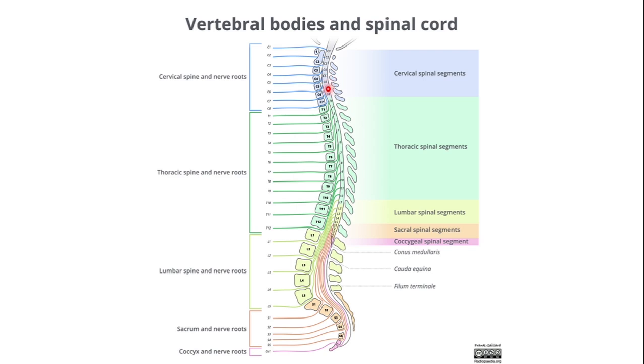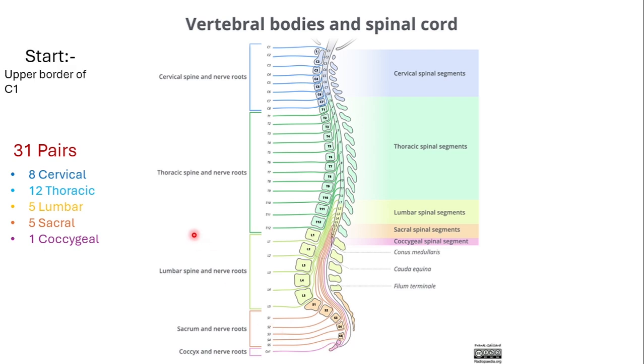So this here is the spinal cord housed in the vertebral canal. And the spinal cord gives off spinal nerves. So we have 31 pairs of spinal nerves. They're divided into 8 cervical, 12 thoracic, 5 lumbar, and 5 sacral, and finally 1 coccygeal. So here C1 to C8, 8 cervical. Here 12 thoracic, 5 lumbar, 5 sacral, and 1 coccygeal.